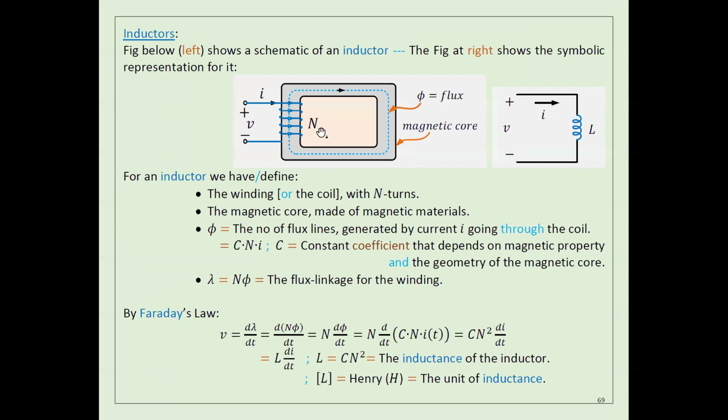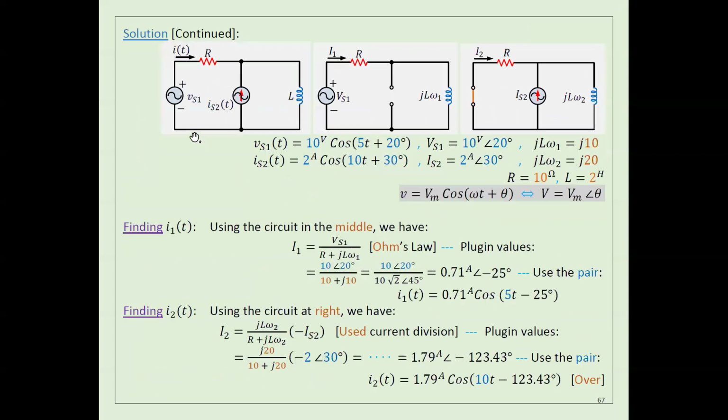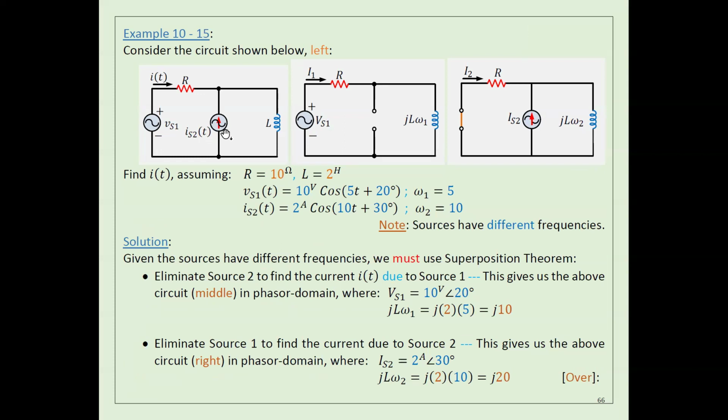So in this example, you have two sources, one voltage source and one current source. The voltage source has omega equal to 5. I don't care about the angle, and I don't care if the amplitude is different. The problem here is that omega is different. So we have a current source and a voltage source, but they have different omega. I need to find the current I here.